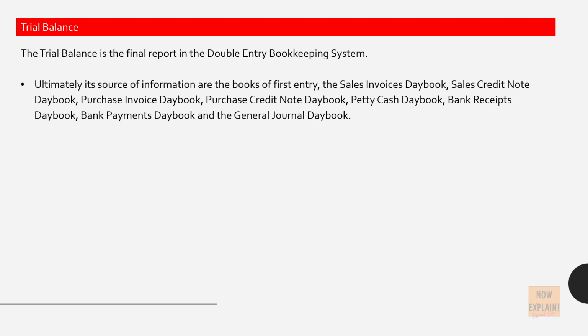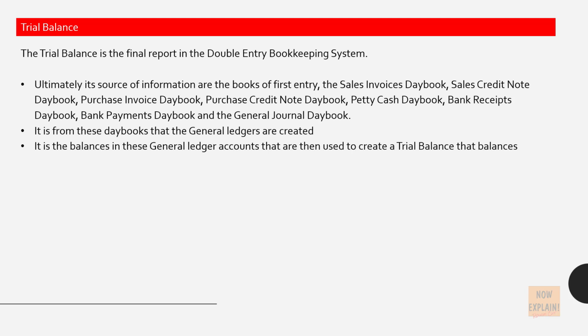Ultimately, its sources of information are the books of first entry: the sales invoices daybook, the sales credit note daybook, purchase invoice daybook, purchase credit note daybook, petty cash daybook, bank receipts daybook, bank payments daybook, and the general journal daybook. It is from these daybooks that the general ledgers are created. It is the balances in these general ledger accounts that are then used to create a trial balance that balances. The trial balance is testing to see if all the general ledger balances are balanced.